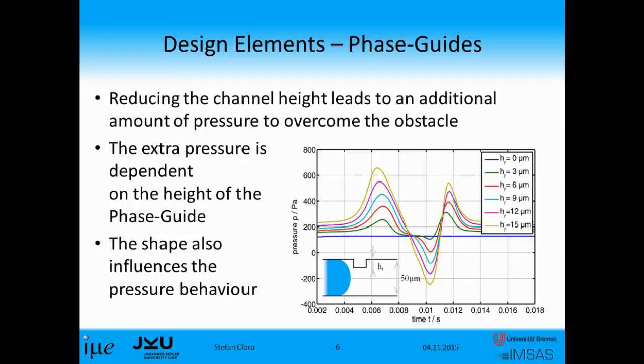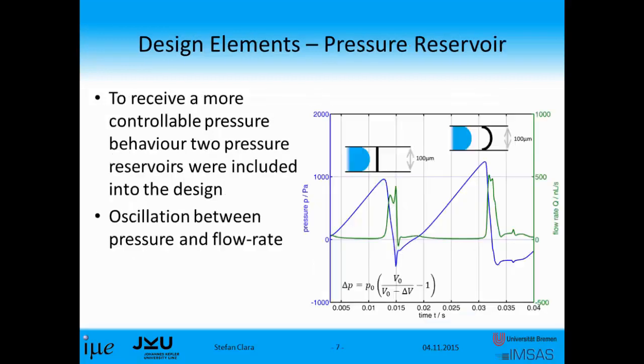If more than half of the droplet is past the phase guide, we have a negative pressure, and then again a positive pressure when the droplet detaches from the phase guide. The amount of pressure necessary is, of course, dependent on the height of the phase guide, but also on its form. For example, if it's shaped like the droplet itself, then you need a higher pressure than with a straight phase guide.